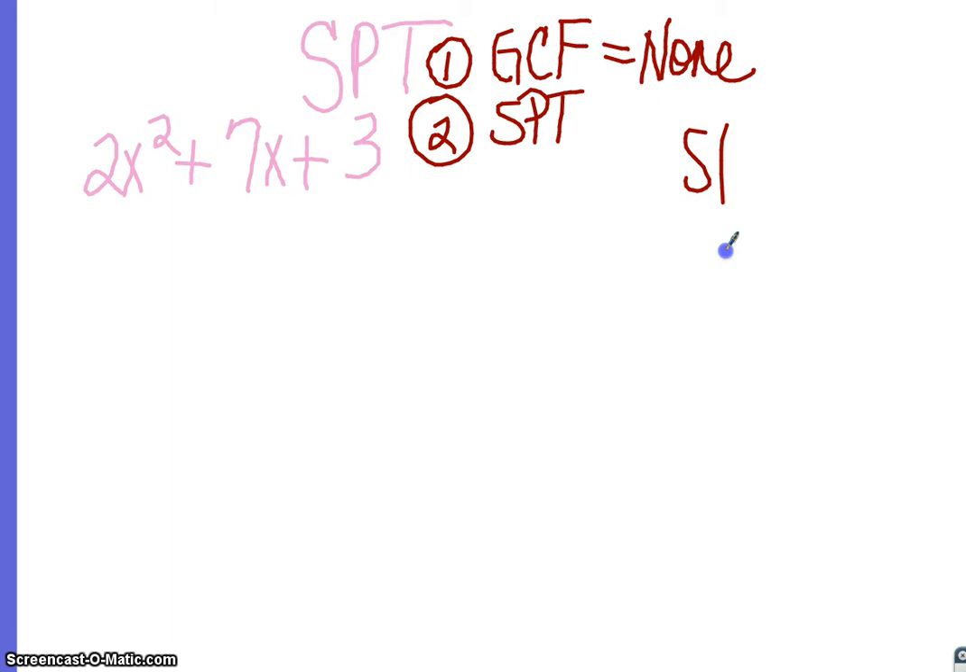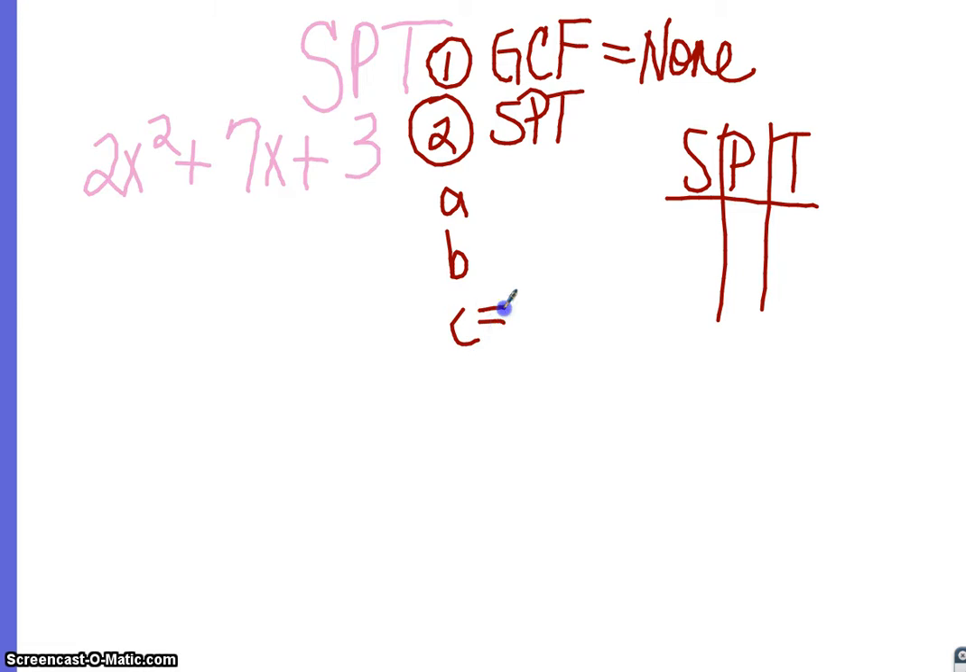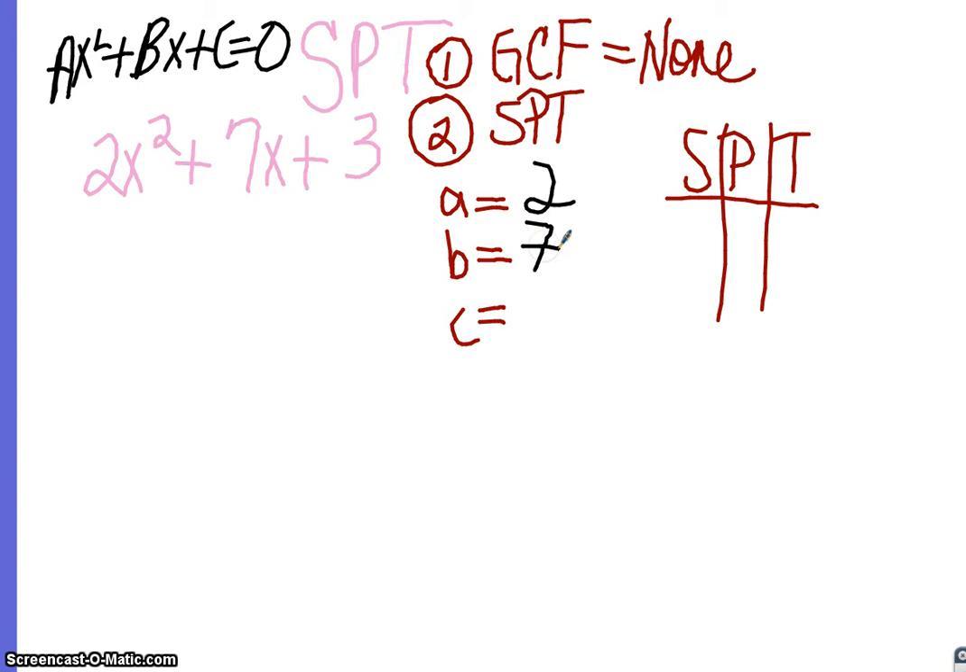So I know that in order to SPT, I need to find my ABC. Now remember, my ABC is because this is always written in the form AX squared plus BX plus C equals 0. So I know here that my A is 2, my B is 7, and my C is a 3. So my S is always going to be whatever my B is. So I know in this case my S is a 7.